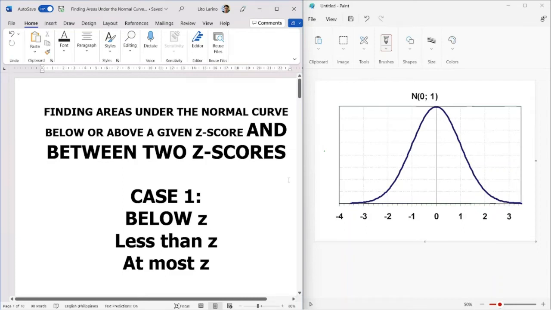In this video, we will learn how to find areas under the normal curve below or above a given z-score and between two z-scores. In this video, we will be having three cases. Case 1 is we are going to find areas under the normal curve below a given z-score. When it is stated as below a given z-score, it can also be said as less than the given z-score or at most the given z-score.